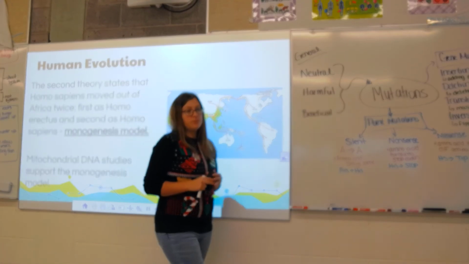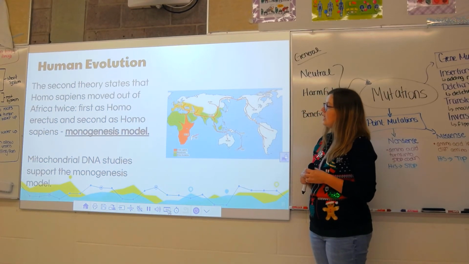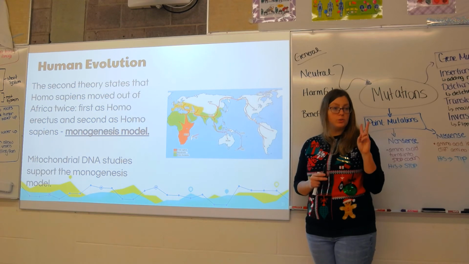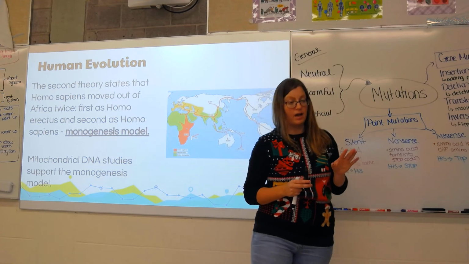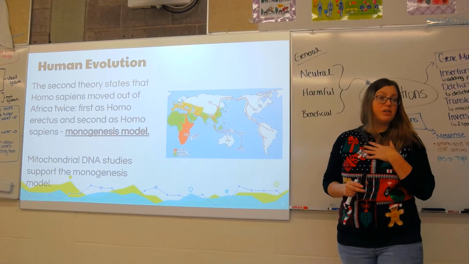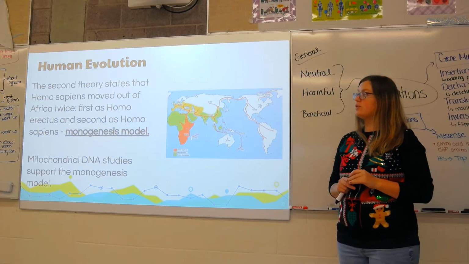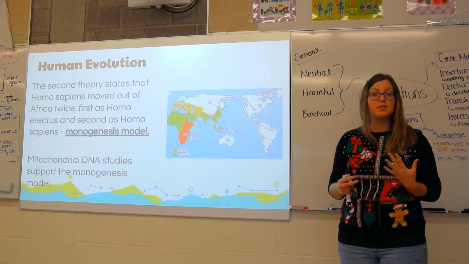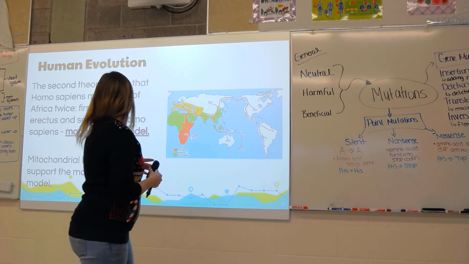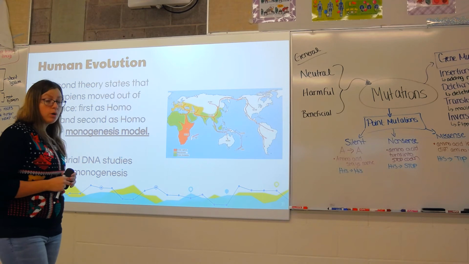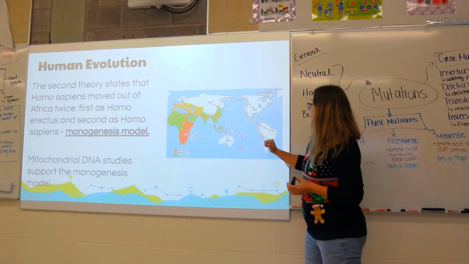The theory that most scientists believe, though, is the monogenesis model. And so this one is that Homo sapiens moved out of Africa 2 times. So first, we had a mass movement of Homo erectus leaving Africa. So again, that's kind of like our precursor, according to evolution. And then the second time we moved out of Africa was as Homo sapiens. So we had developed into this new species, and we have now populated the planet as humans. Mitochondrial DNA studies support this monogenesis model, that every single Homo sapien on the planet did originate in Africa.